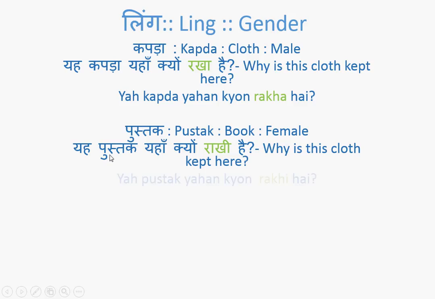यह पुस्तक यहाँ क्यों रखी है? पुस्तक is a female. So रखा, the verb रखा from the original word रखना, रखा, रखी. So for a कपड़ा you will say यहाँ क्यों रखा है. For a पुस्तक you will say यह पुस्तक यहाँ क्यों रखी है? रखी, रखा changes to रखी. Okay, why is this kept here? रखना means to keep.